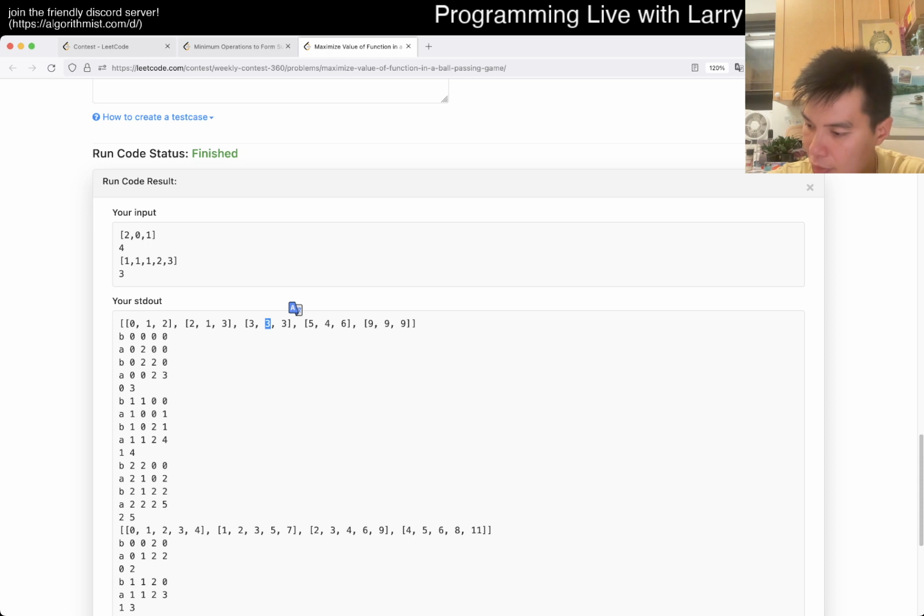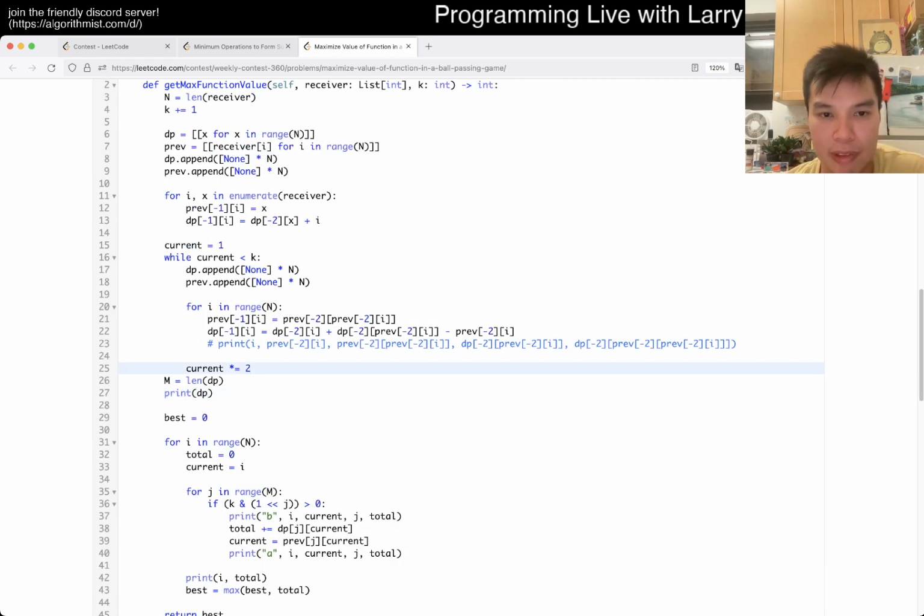1 0 2 1 0 1 2 3 4. No, that's not. That's only 2 moves. Okay. So 0 is 1, and then 1 2. I'm off by 1 on this. That's why I think I'm confusing.